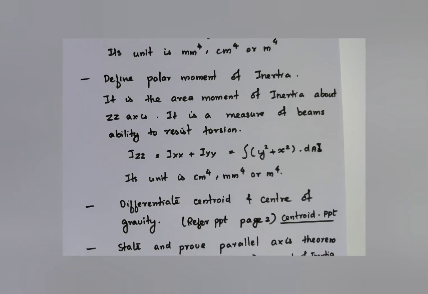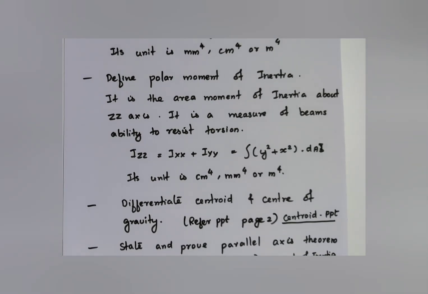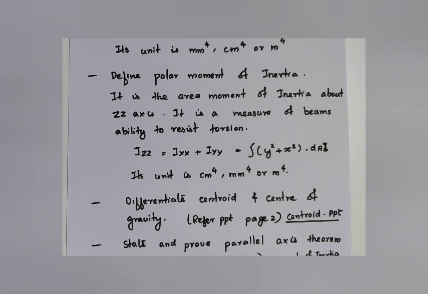So next is the polar moment of inertia. That is the moment of inertia about the z axis. You can calculate the polar moment of inertia using the perpendicular axis theorem, which we have discussed in the class. It is a measure of the beam's ability to resist torsion.